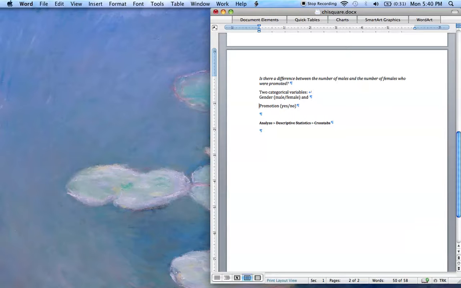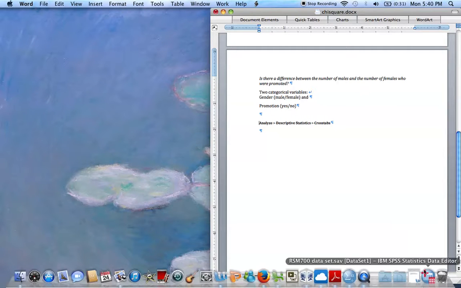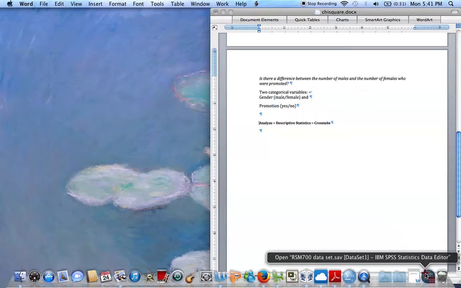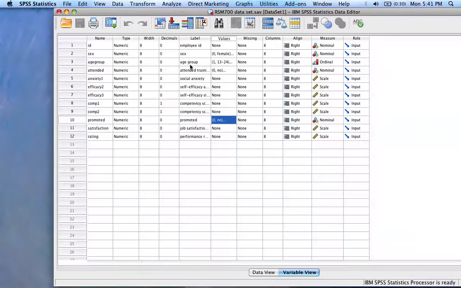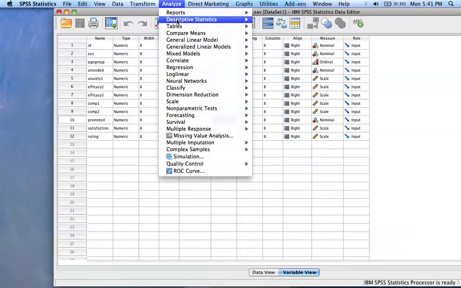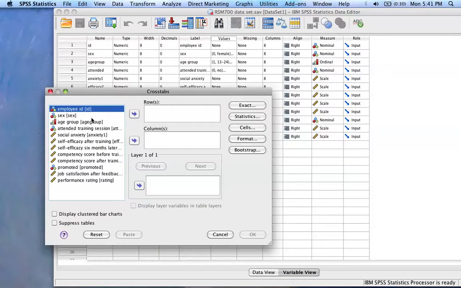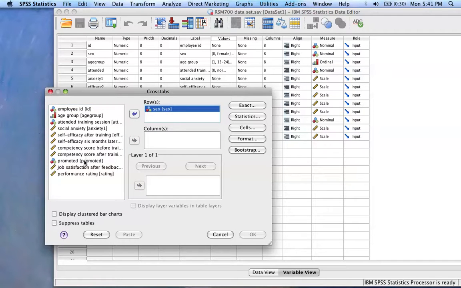So what we're going to do is go to Analyze, Descriptive Statistics, and then we're going to go down to Crosstabs, and we're going to put sex or gender in the row box and promotion in the columns box. It really doesn't matter which one is in which. If you have a variable with a lot of categories, you'd probably want to put it in the row box just so that it looks better.